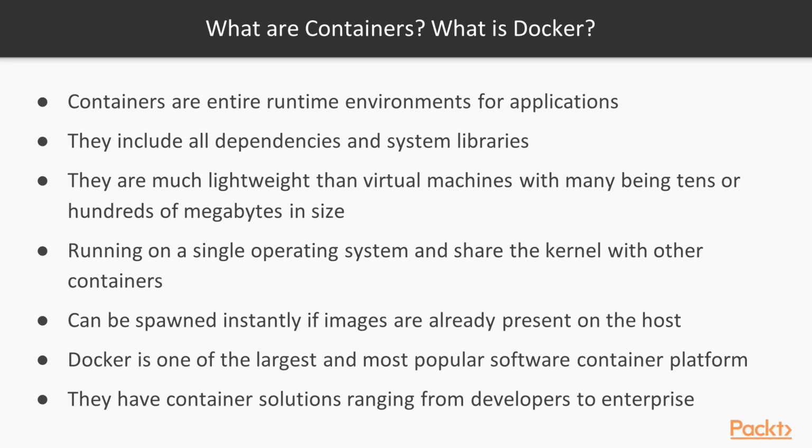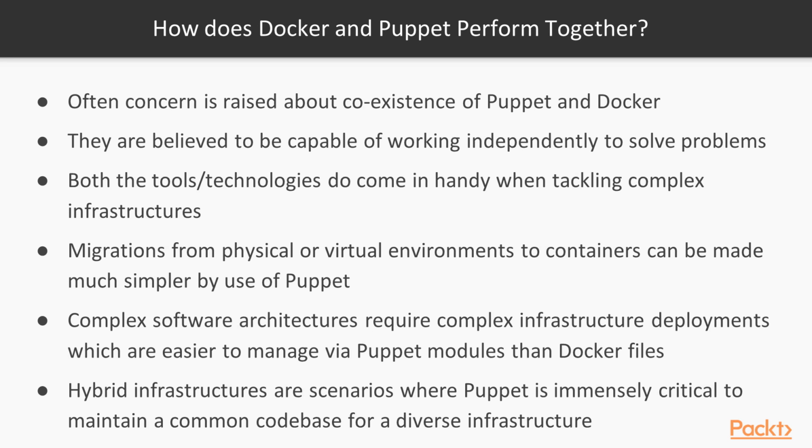Docker has been able to reach every corner of an organization with solutions ranging from developers to the enterprise production infrastructure. Docker and Puppet are both tools for infrastructure management. The tasks that are handled by Puppet using modules can be solved by Docker by using Dockerfiles. Due to this reason, the concern is often raised about whether Puppet and Docker need to coexist. It is believed by many that each of the tools is capable of solving problems independently without the help of the other. However, in complex infrastructure scenarios, both the tools can come in handy if architected correctly.